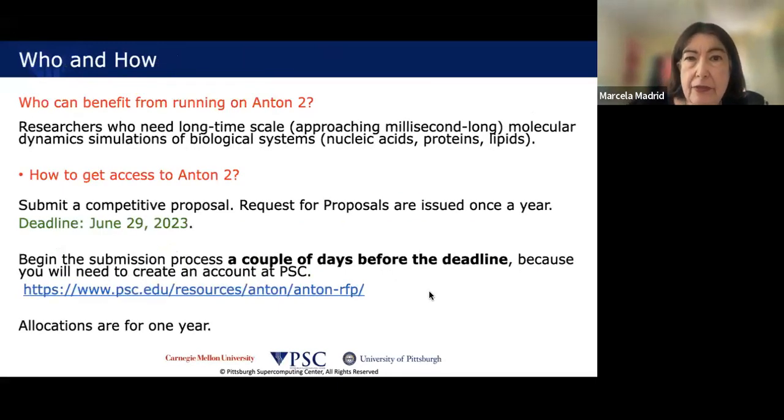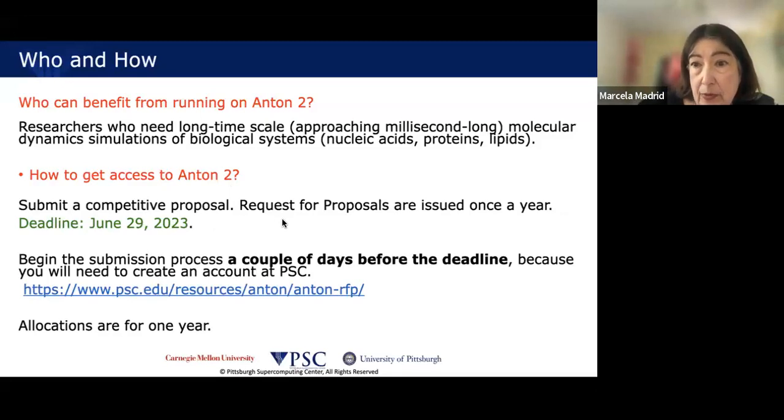Now, who can benefit from running on Anton 2? Researchers who need long time scale approaching milliseconds or hundreds of microseconds long molecular dynamic simulations of biological systems, as I said, nucleic acids, proteins, lipids, in water and with periodic boundary conditions. And in order to run on Anton 2, you would write a competitive proposal, which I will describe next.